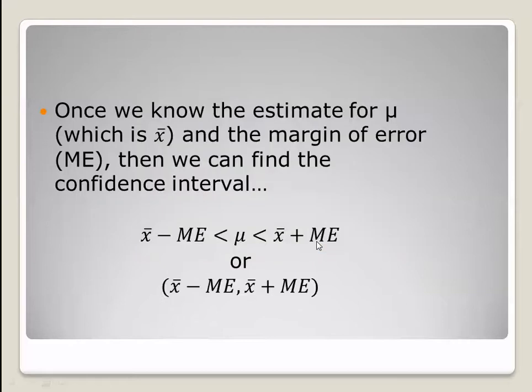So once we know that estimate for mu, the x bar, and the margin of error, then we find out the confidence interval by adding and subtracting the margin of error. So I'm either that far below my x-bar or above my x-bar. That's going to be the range that I will consider as my confidence interval.